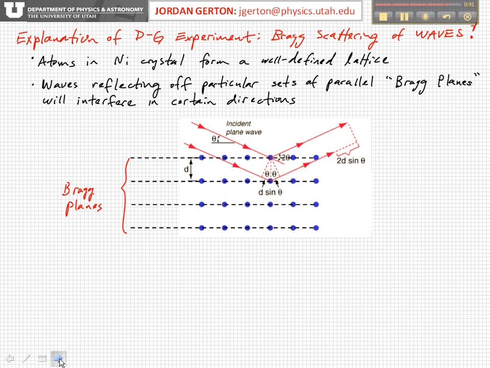Okay, so how do we explain the Davisson-Germer experiment? We have to invoke the concept of Bragg scattering, which usually is discussed in terms of X-rays, which are very high energy, very short wavelength photons. But we can use the same formalism if we assume that de Broglie's right and that electrons are waves. We can test that hypothesis by assuming that they're waves, and seeing if this peak can be explained.